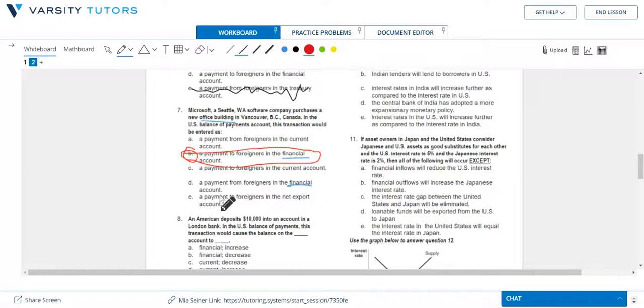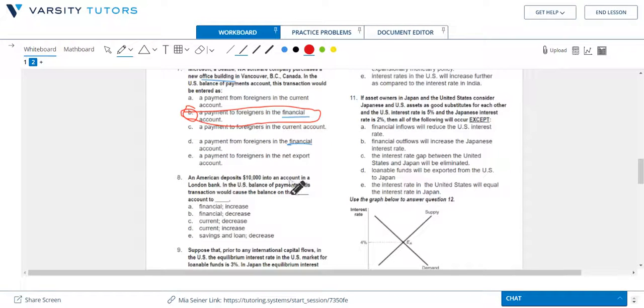Number 8, an American deposits $10,000 into an account in a London bank. In the US balance of payments, this would, okay, let's keep it going. We just deposited $10,000 into an account in a bank. That sounds an awful lot like an investment to me, a financial investment. So in the US balance of payments, money left the United States, so that would cause the balance on the financial account to decrease. Money left the United States.